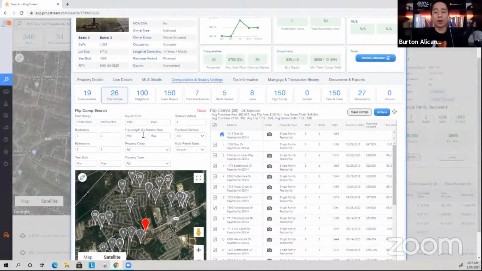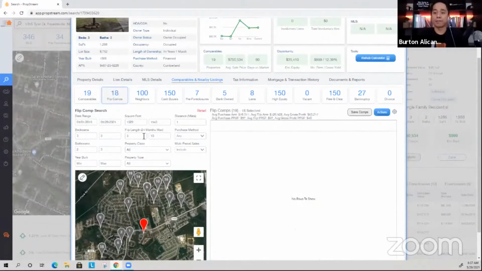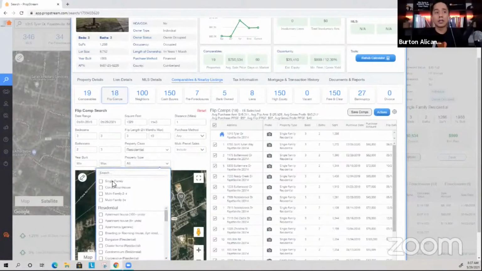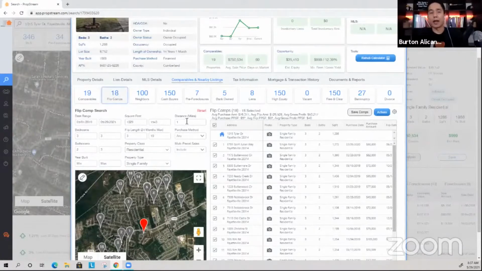And then the most important part is how long did it take that person to flip the property? Now, I'm not looking for a buyer who takes 2 years to flip. I want a quick buyer, right? Buyer takes my contract, rehabs it, puts it back on market in 6 months. So what I want is someone who takes 3 to 10 months on that flip. Property class must be a residential single family property that was flipped. Distance, 1 mile from my house.